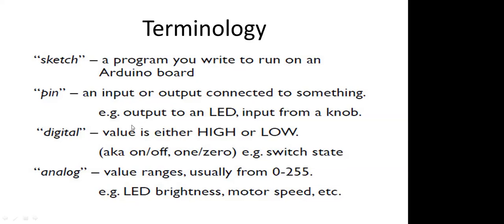Then after that you can see digital. Value is either high or low. Digital means you can give high and low like this. Then analog: you can write analog or you can read analog. When you are going to write analog, you have to write in 0 to 255. When you are going to read analog, you are going to read in 0 to 1023. I will let you know what is the meaning of it, so don't worry about it.